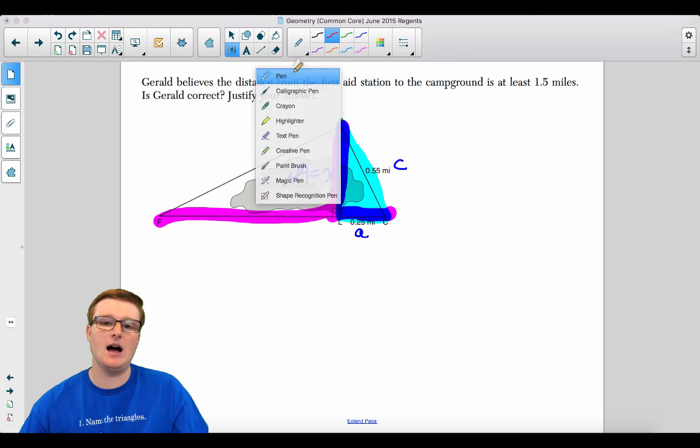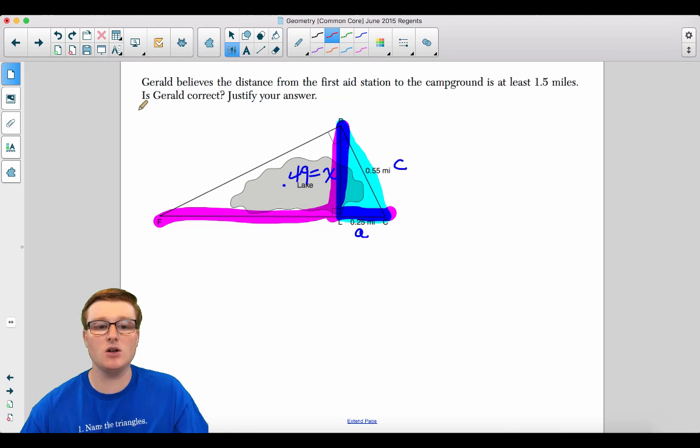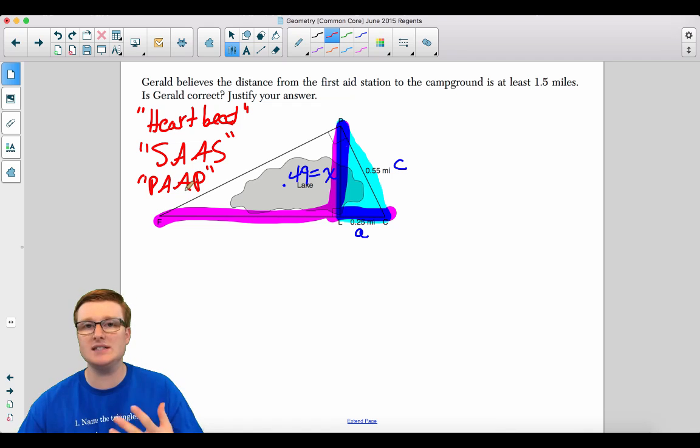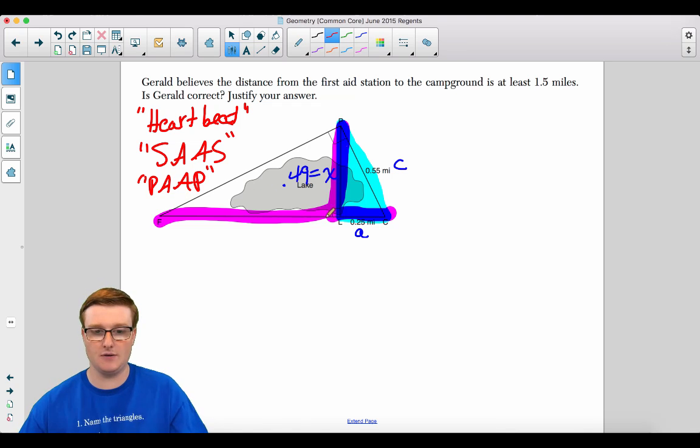Now, I tell my students, I call this method the heartbeat method because it looks like a heartbeat. But your teacher might have taught it to you as the SAS method, which is segment over altitude equals altitude over segment. Or your teacher could have taught it to you as PAP, part over altitude equals altitude over part. Any one of these acronyms could be used to solve for this. So this is now your y value. We're trying to solve for the length of this using triangle proportions. But I call this the heartbeat method.